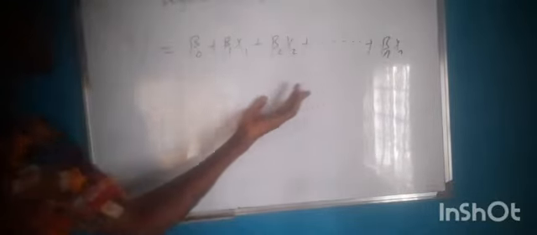Now, a regression equation, this is the regression equation. Y is equals to beta naught plus beta 1 x1 plus beta 2 x2 plus ... plus beta n xn, depending on the number of independent variables considered. You can consider more than one independent variable.